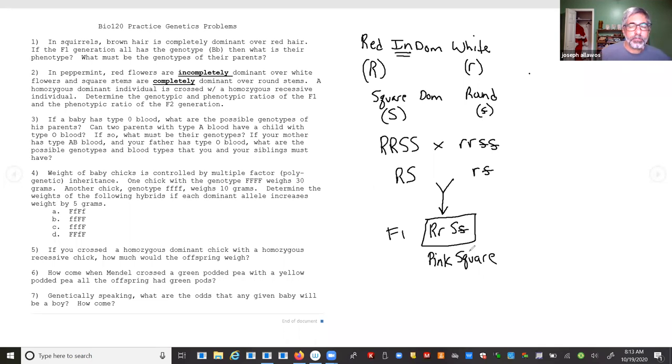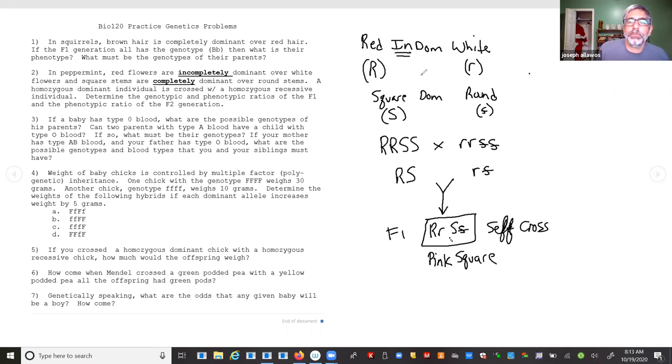Now, we got to get to the F2. How do we do that? Well, simple enough. We do a self-cross, right? We cross this genotype of the F1 with itself.